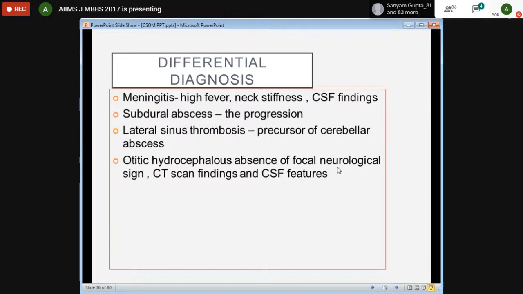So it is the findings, because high fever and neck stiffness you may find in brain abscess also. Subdural abscess and lateral sigmoid sinus thrombosis are precursors of cerebral abscess. So don't always make a radiological diagnosis. The radiologist must make the diagnosis.